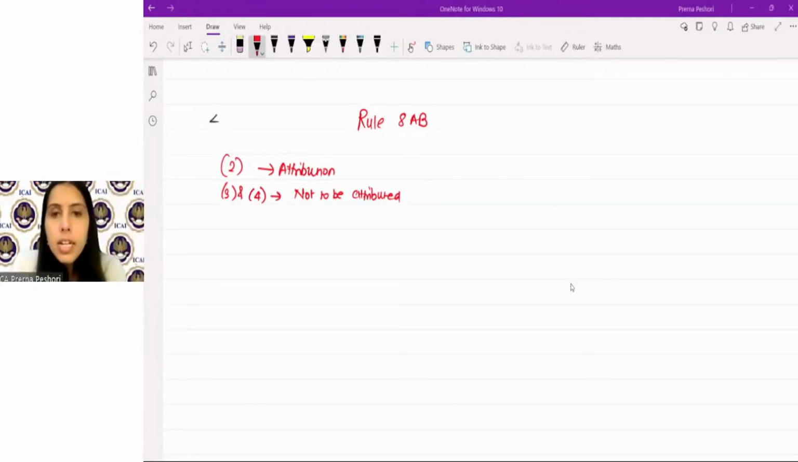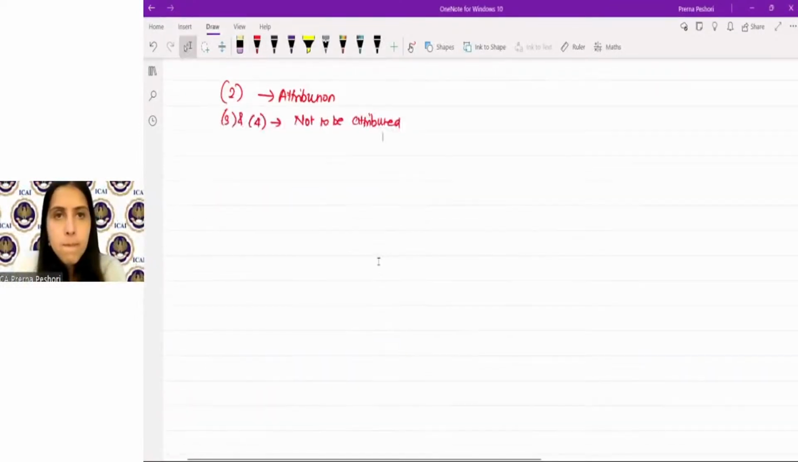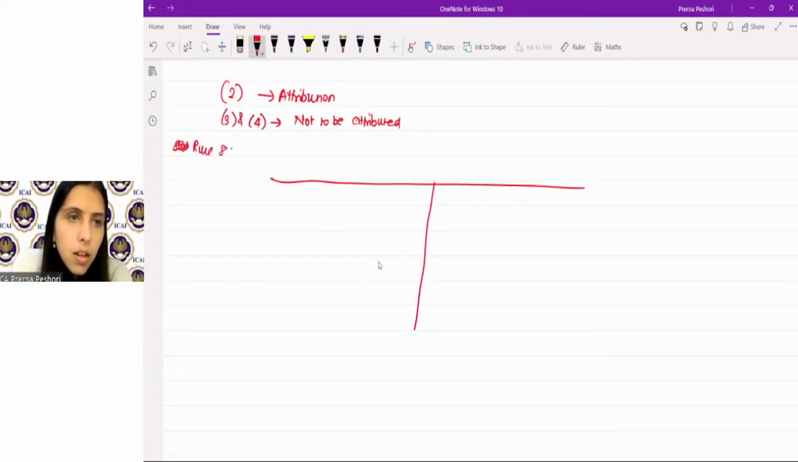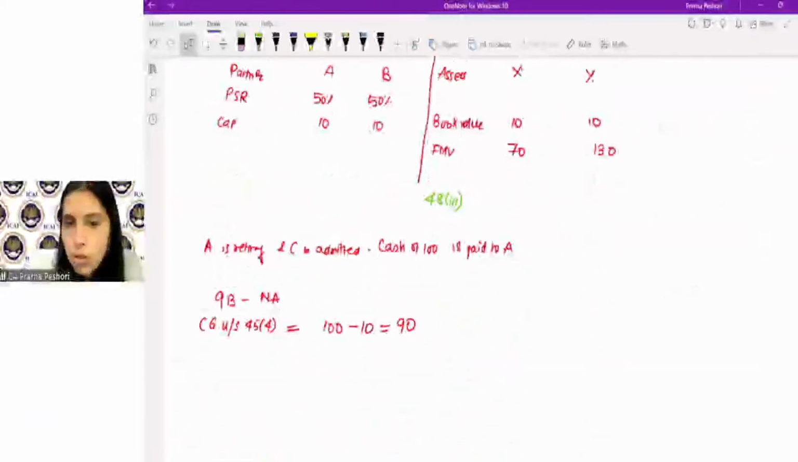Okay? Let's say this is my balance sheet of the firm. First, I am talking about rule 8AB(2). Right? First, I am talking about 8AB(2). Now, let's say the partners are A and B. Right? Two assets are involved. So what does rule 8AB(2) say? Now you read and you will understand this.